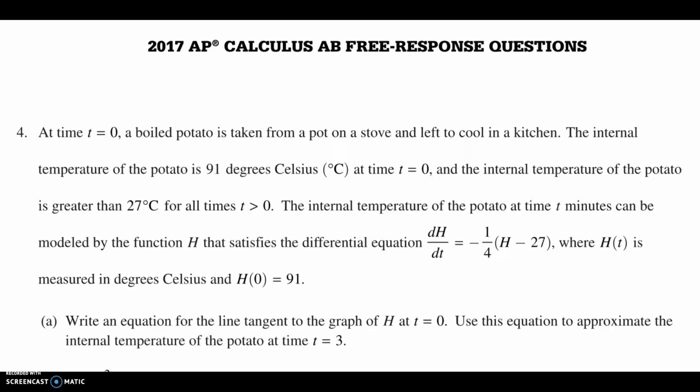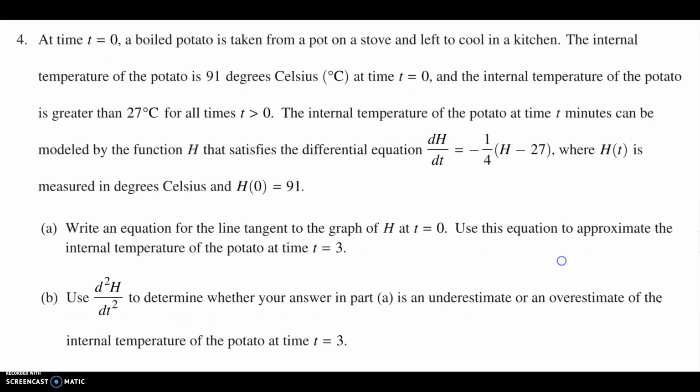For this video, I'm going to take a look at the 2017 AP Calculus Free Response, specifically question number 4, which was the differential equation from that year. And this is non-calculator, so we'll keep that in mind as we go through.